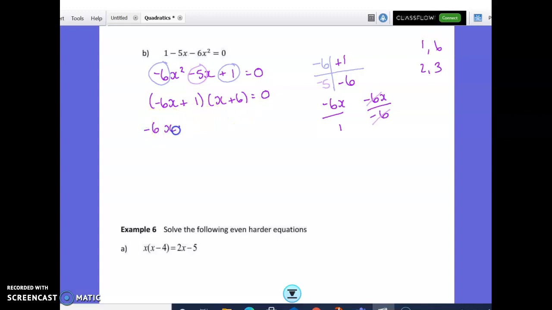So we get minus 6x plus 1 equals 0, x plus 6 equals 0. So I get minus 6x is minus 1, dividing by minus 6. Minus 1 divided by minus 6 gives me positive a sixth, and x plus 6 equals 0, so x equals minus 6. Never seen one as tricky as that in an exam. I'll leave you to practice some of these then.